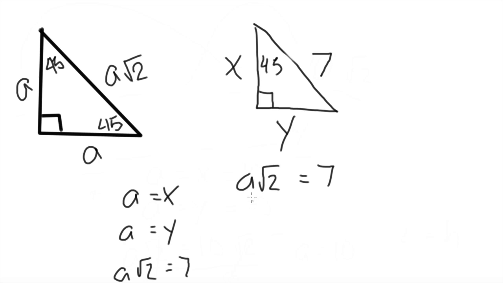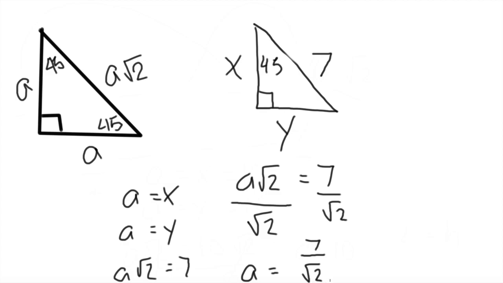And now I have to get a by itself. So we're going to divide through both sides by the square root of 2. And we would get a is equal to 7 over the square root of 2. However, we don't like to have square roots in the bottom, do we? We always want to rationalize our functions to get rid of any roots we have in the bottom.